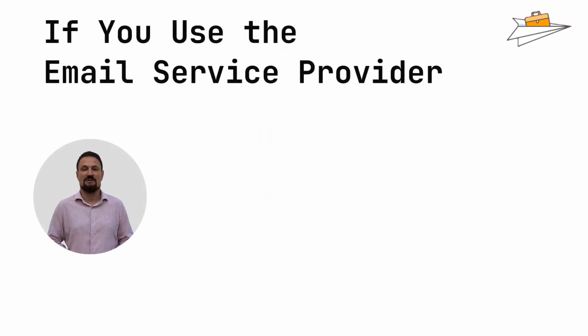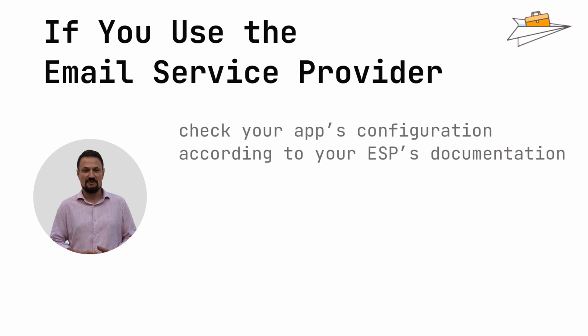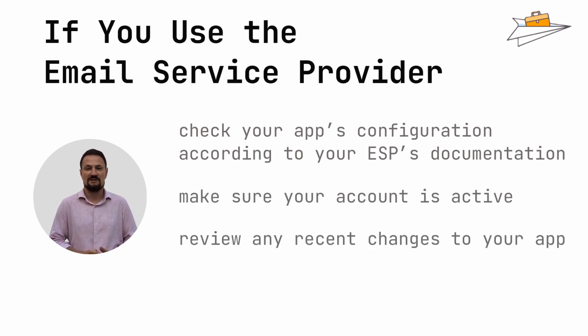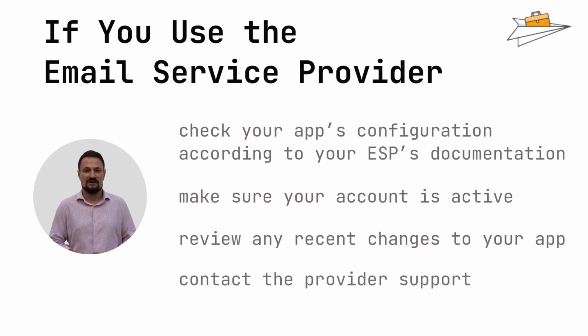Alright, so your email won't send, and now you want to fix it. Check all the points mentioned above, and if you're running marketing campaigns through an email service provider via API, ensure these points have been reviewed. First, check your app's configuration according to your ESP's documentation. Then make sure your account is still active, not blocked or suspended. Review any recent changes to your app, like upgrades or plugin updates. And finally, don't hesitate to contact the support team of your provider.